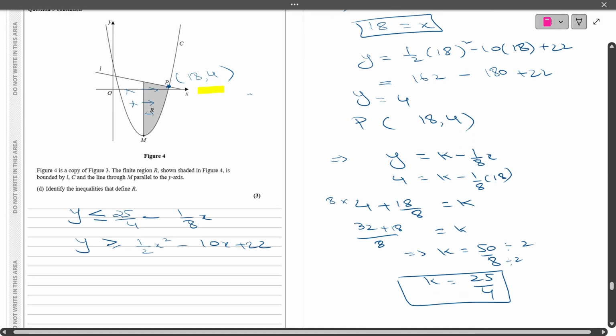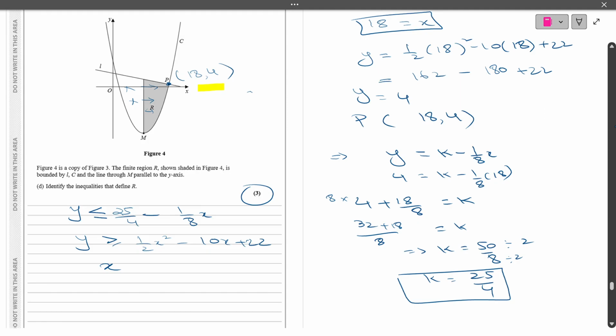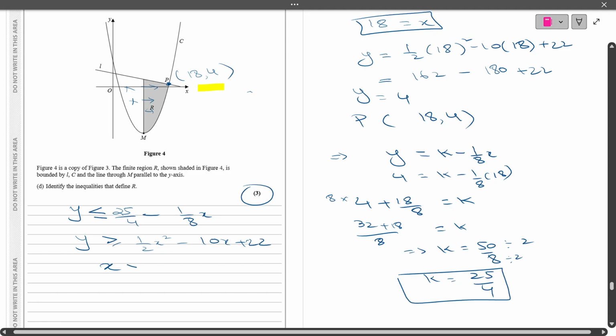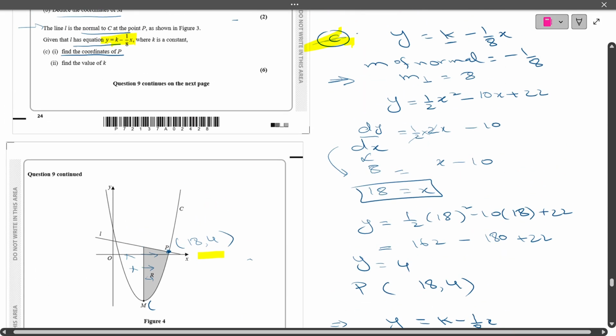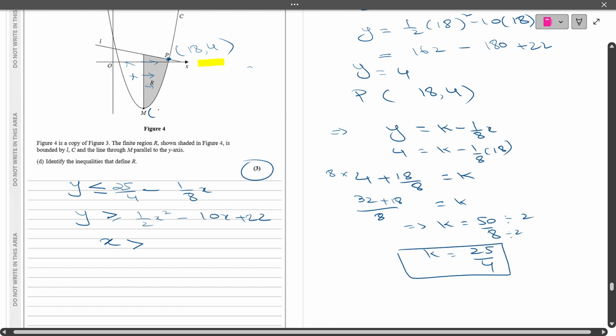So because this question has 3 marks, I need to write down 3 inequalities here, because x is greater than this point, M. What was M? Let me check. 10 and negative 28. Okay, so M here is 10 and negative 28. So this is 10. So we can write down x is greater than or equal to 10. Stick to one inequality, either greater than or equal to, or greater than, for all three inequalities.